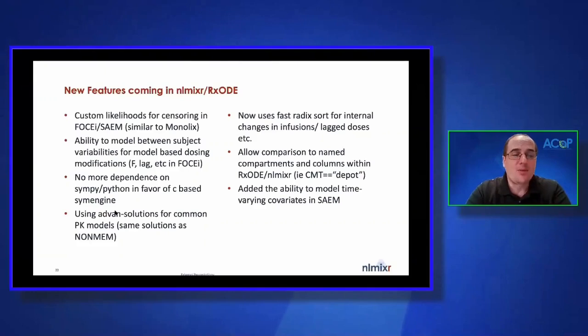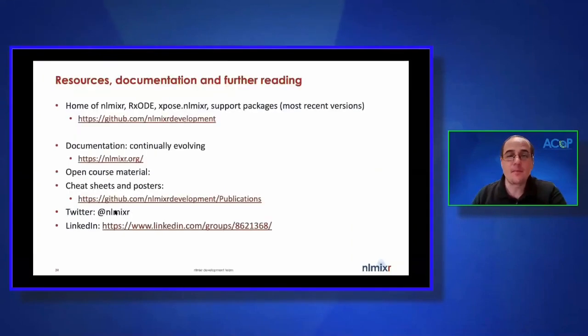One of the big things that people have wanted and is a big effort is that we don't have any more dependence on Python. We changed it in favor of a C-based symbolic engine called SymEngine. We use the advanced solutions now for common PK models, which are the same solutions that NONMEM uses. And we use fast radix sort for internal sorting, which is the same sorting engine that data.table uses. And then we allow compartments to be referenced directly by simple names. And last, and also important, is the ability to add time-varying covariates in SAEM.